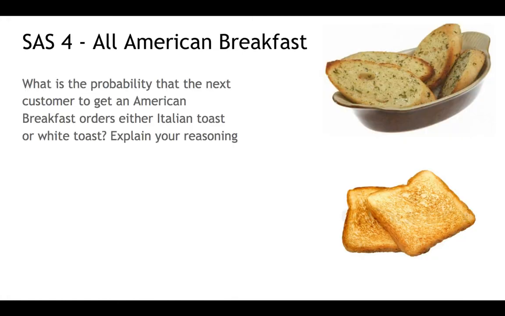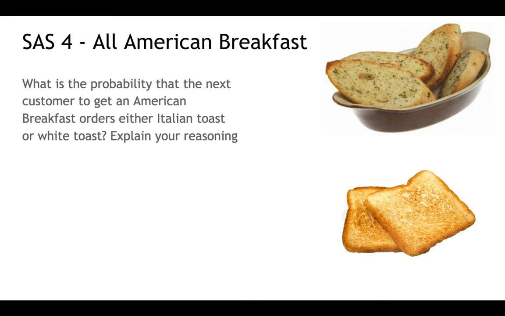All right, what is the probability that the next customer to get an American breakfast orders either Italian toast or white toast? And explain your reasoning. Now, you can look at this 2 ways. You can go through and say any egg and any meat, and that's 1 out of 1, right? So you can multiply through there.